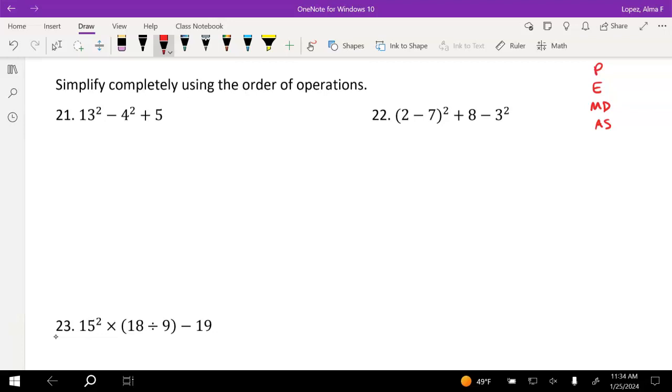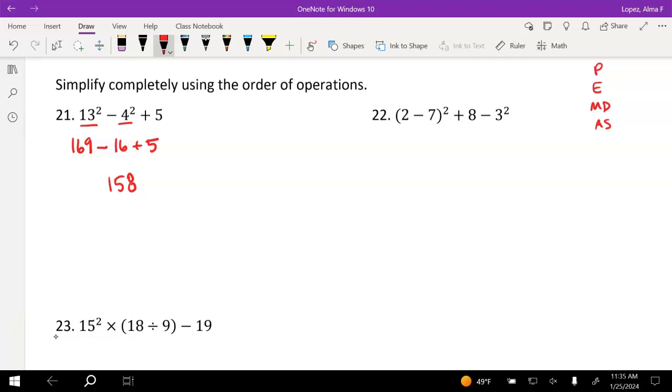Now, in number 21, the very first thing I notice is that I've got two terms that are being squared, or addition and subtraction. Definitely going to have to take care of the squares first. So we will have 169 minus, that's going to be 16 plus 5. At that point, it's all addition and subtraction, so you take care of it from left to right. 169 minus 16 plus 5 is 158.